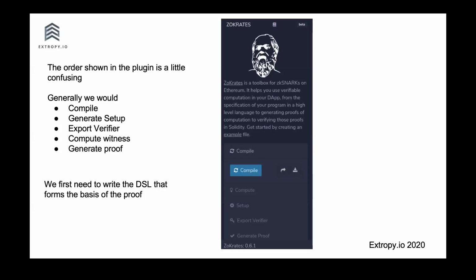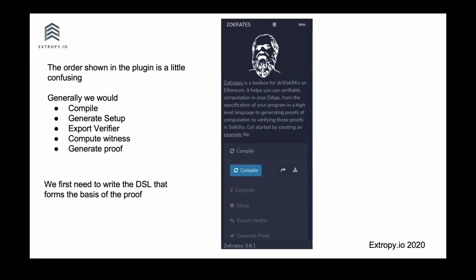In Socrates, they don't do anything to look after this toxic waste. So if you're doing this, make sure that you do something to get rid of that toxic waste. Make sure it does not leak, because there is nothing within Socrates to do that automatically.